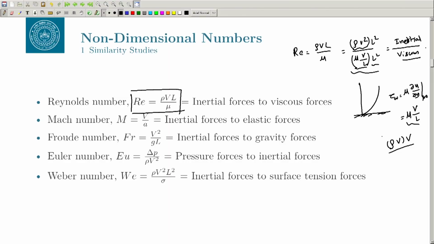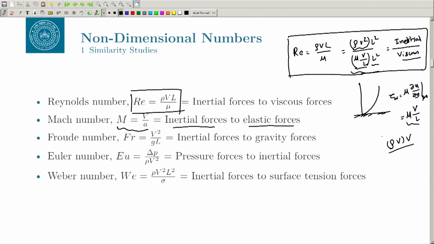So, this is a very important number given by Reynolds. This also tells whether the flow will be in the laminar region or in the turbulent region. Similarly, for compressible flow, we have seen the importance of the Mach number. The Mach number tells whether the flow is going to be incompressible or compressible. In terms of numbers, you can write the Mach number as the ratio of inertial forces versus the elastic forces, and elastic forces can be related to the compressibility.